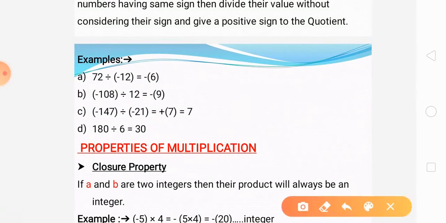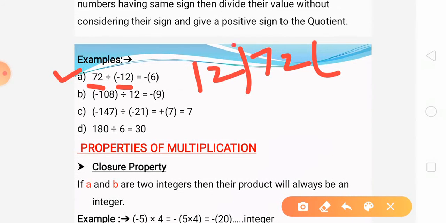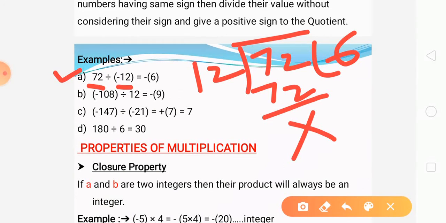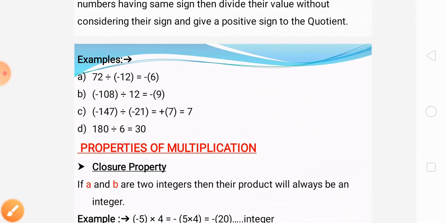In first example, we are dividing a positive number with a negative number. So here the sign of the two numbers is different. So first we will divide the numbers without considering their sign. That is 72 divided by 12, which is 6. Okay. And then we will put a negative sign to the answer according to rule number 1.